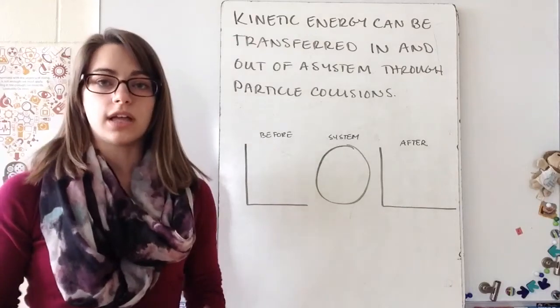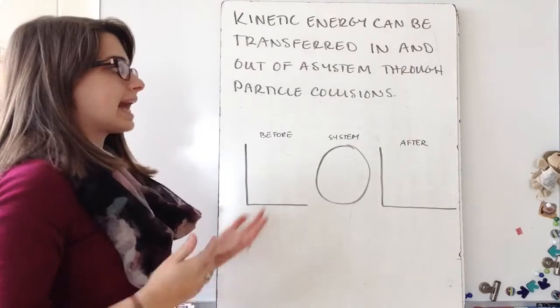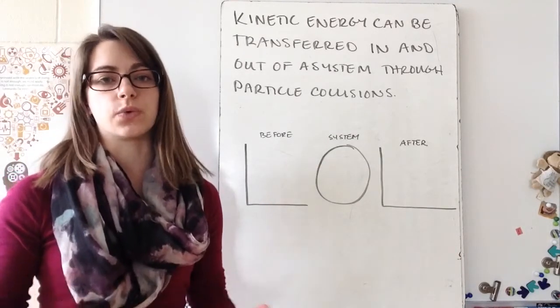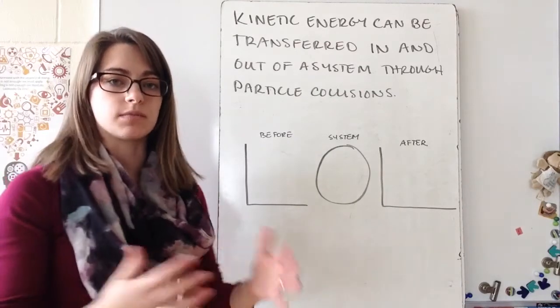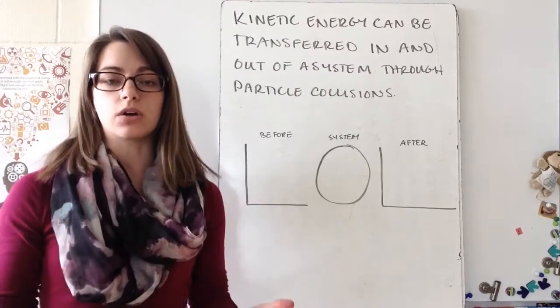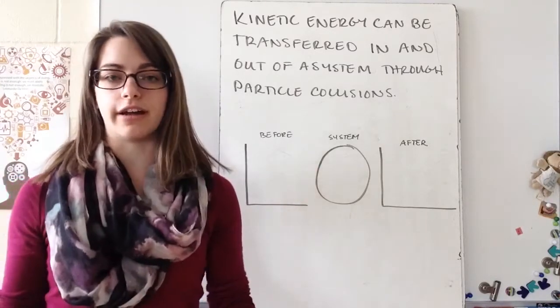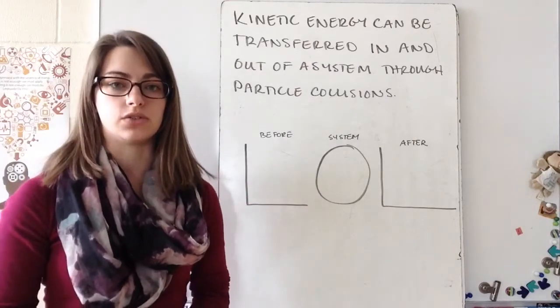So in general, energy, kinetic energy, can be transferred both in and out of a system. And if energy is being transferred, it's going to be transferred through particle collisions. So in order for energy to be transferred from one substance to another, particle collisions have to occur. So particles collide, then they can transfer energy, then they can change their state, or they can change their speed, or whatever that energy is being used for.